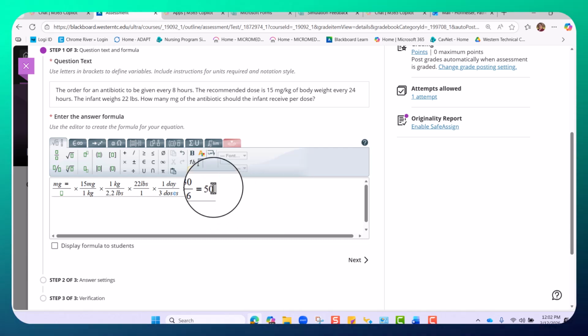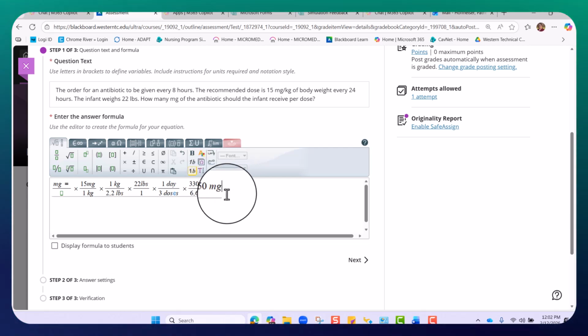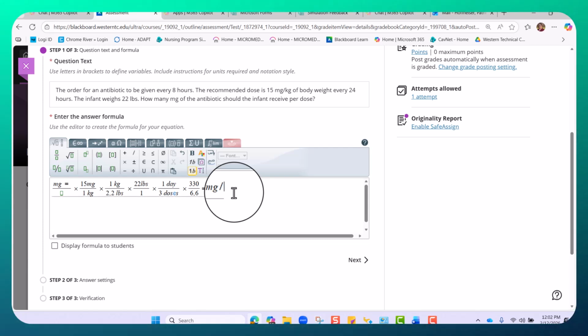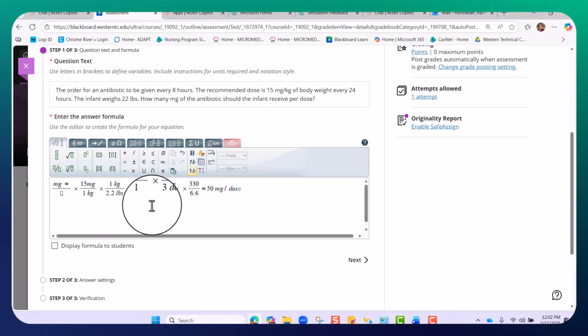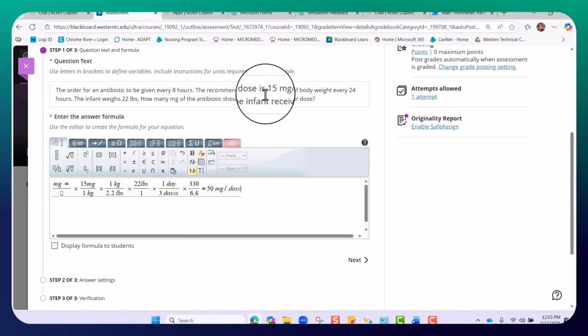So it would be 50 milligrams is their answer for this one. Let me just check on the day and dose. Yeah, that's the end of it. It's just 50 milligrams is what they're going to give per dose. Okay, and that's because there were 3 doses in a day there, so that's what took care of that part. Okay, so it's per dose. We're going to say per dose. That's what we want to see. That's what we want the students to submit as their answer to this question.